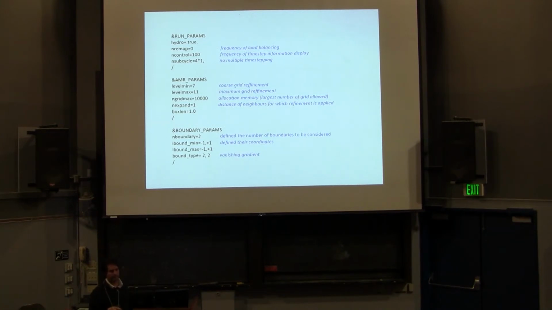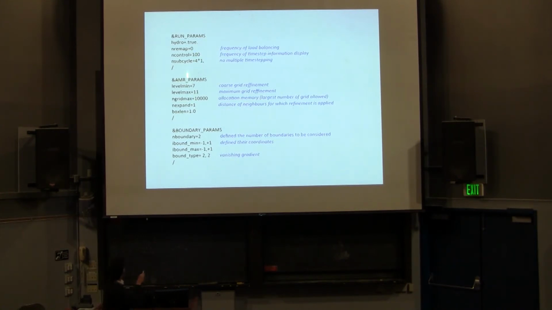In this situation, 7 to 11 is a count of 5, so I would need to specify five values? No, because 8, 9, 10, 11. I mean, 7 is the coarse level. So 7 is the coarse level, and the first refined level is 8.